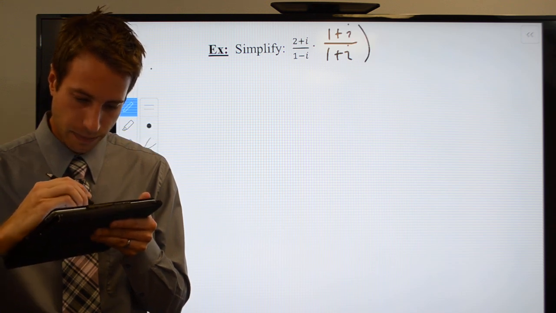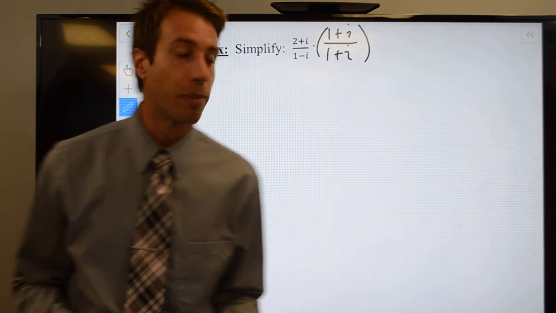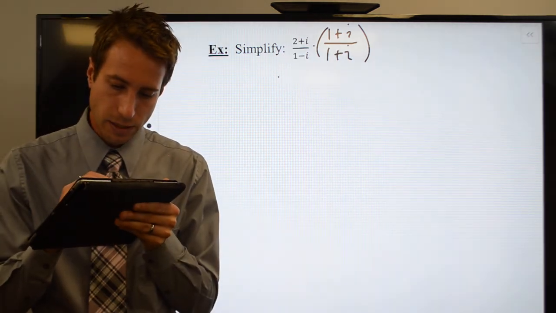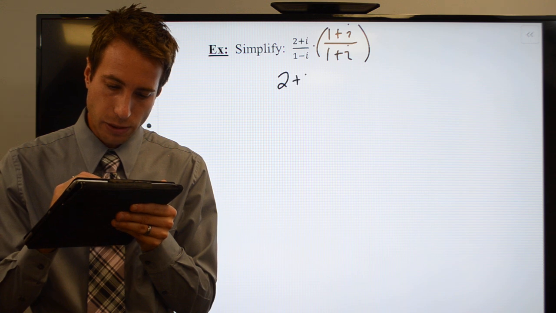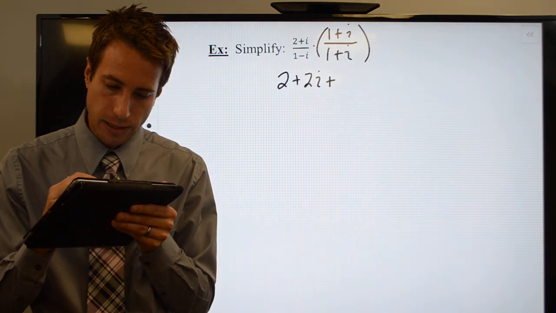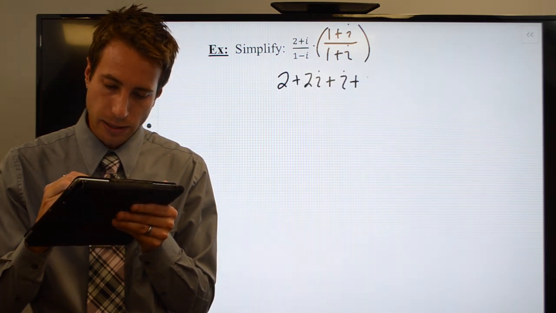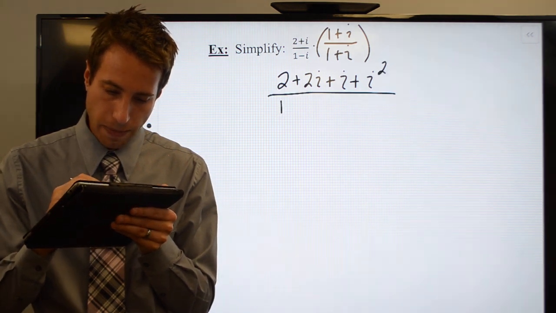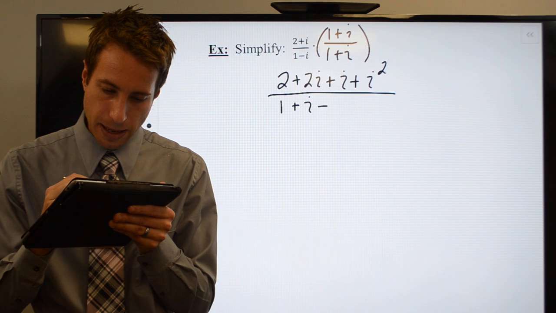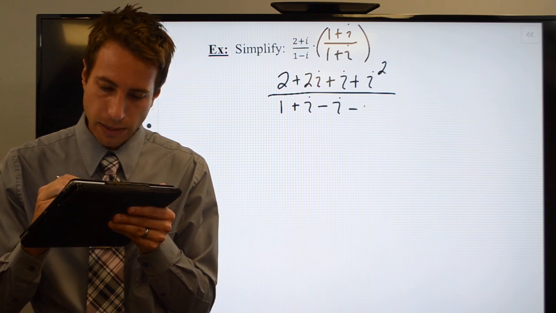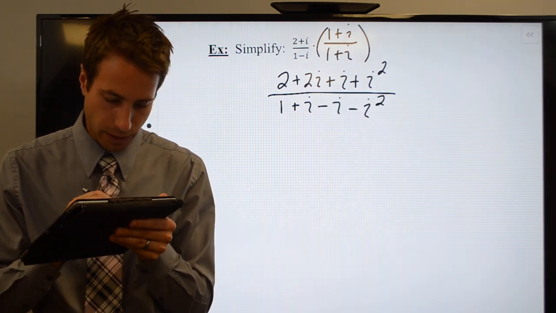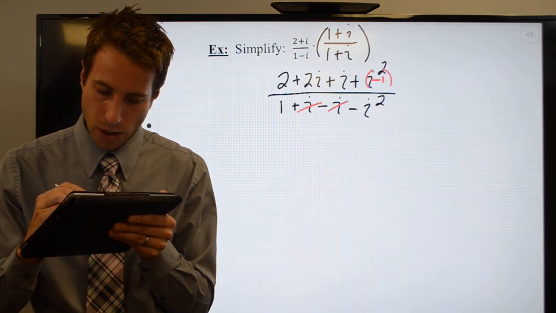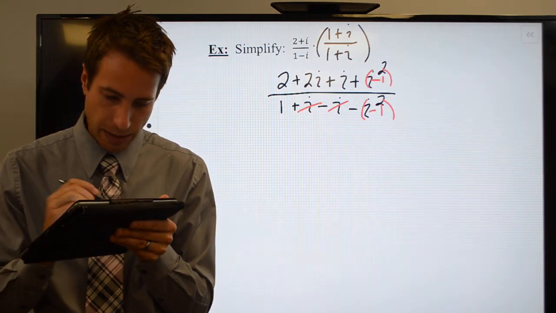I am going to have to FOIL both the top and the bottom. 2 times 1, it's going to be 2 plus 2i plus i squared. In the bottom, 1 plus i minus an i squared. Middle terms drop out. That's going to be a negative 1. That's going to be a negative 1.